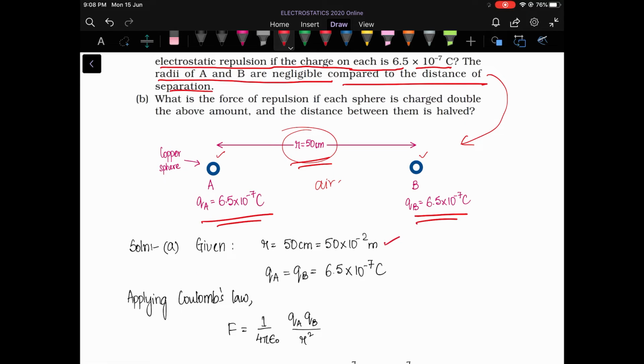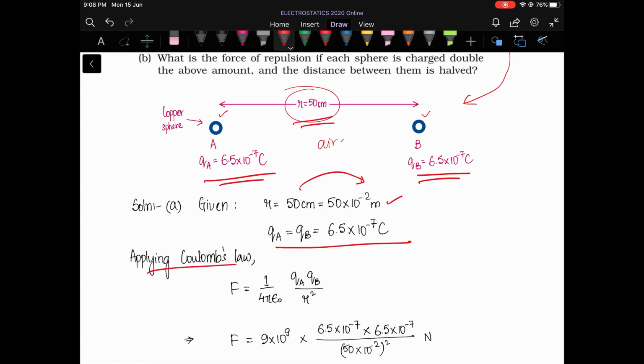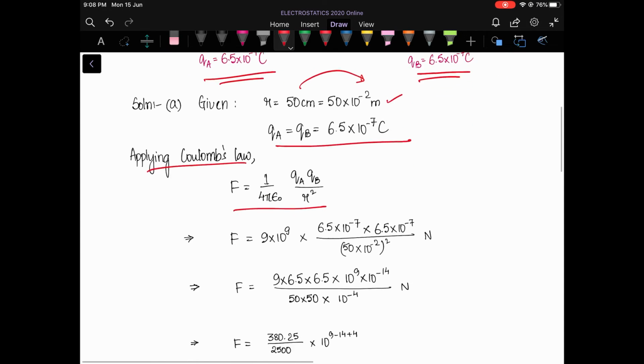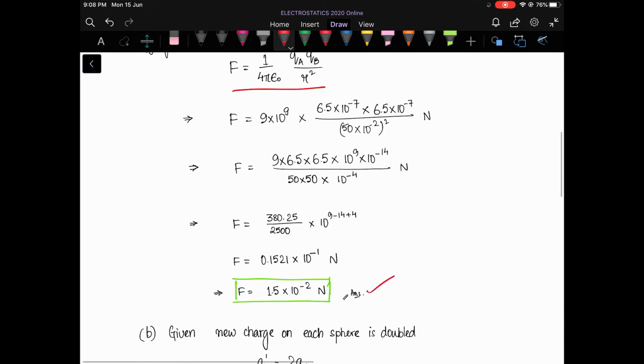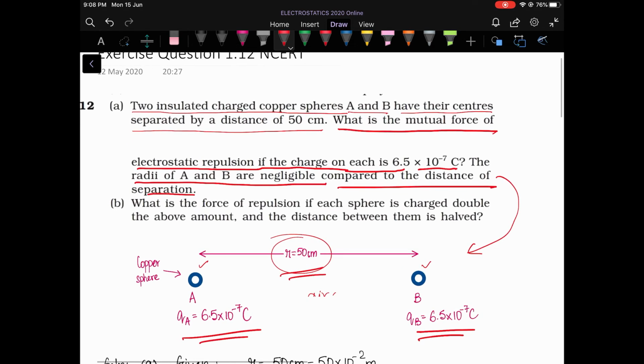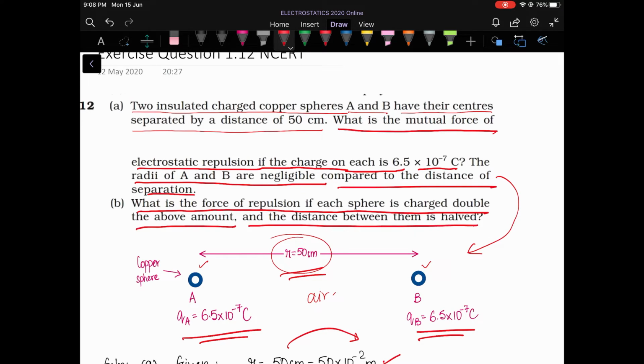So we have written the distance in meters. Charge A and B we have written. We've written the Coulomb's force law here, and it's simple, and you got this value. Now if you read, what is the force of repulsion if each sphere is charged double the above amount and the distance between them is halved?